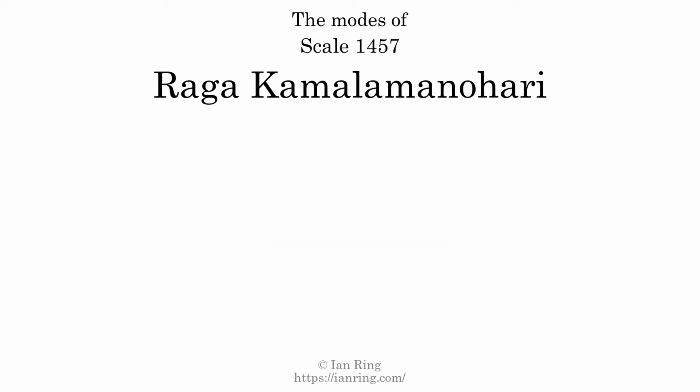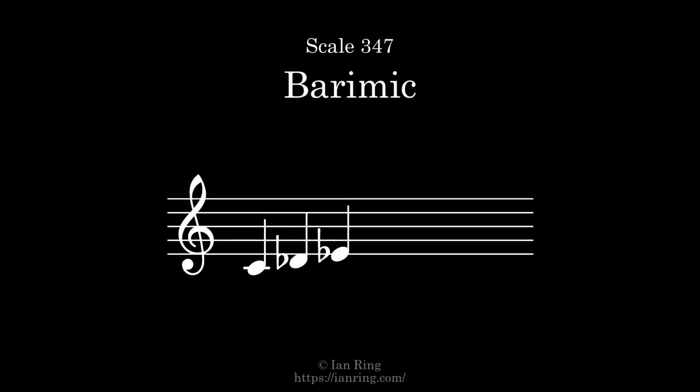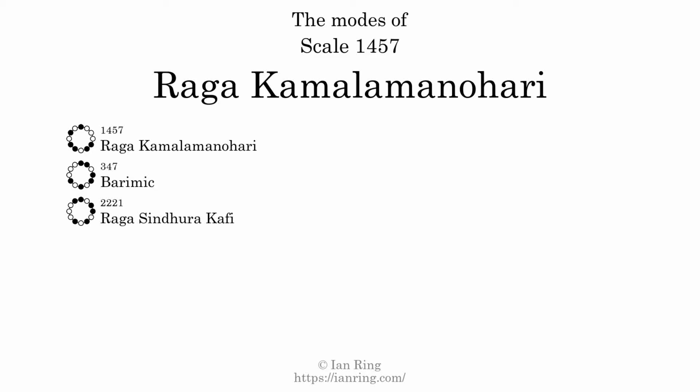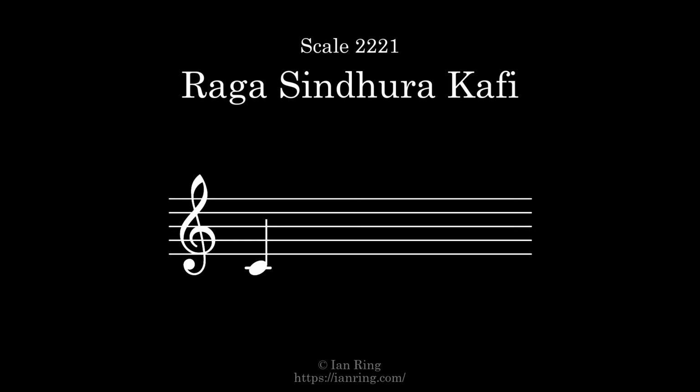This scale has 6 modes. The first mode is itself. The second mode is scale 347, also known as Baremic. It sounds like this. The third mode is scale 2221, also known as Raga Kamalamanohari. It sounds like this.